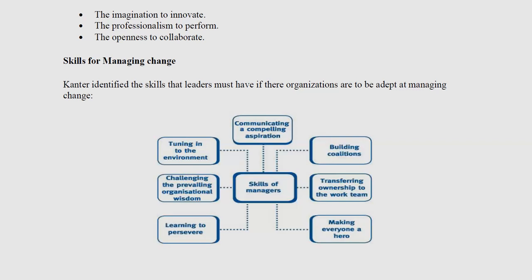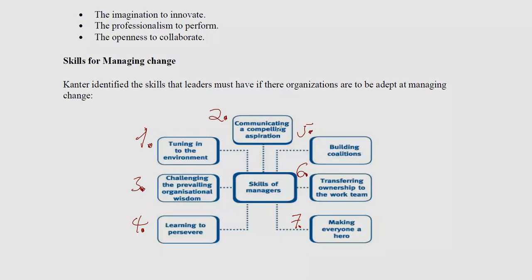Very important. So let me label it for you. First, we tune into our environment to know what is changing. Once we get it, we must communicate the change to the people. Third, we must challenge the organizational wisdom. Fourth, we must learn to persevere even if people don't support us. Fifth, we build coalitions with people. Sixth, we transfer ownership of work to people. And seventh, we make everyone a hero.